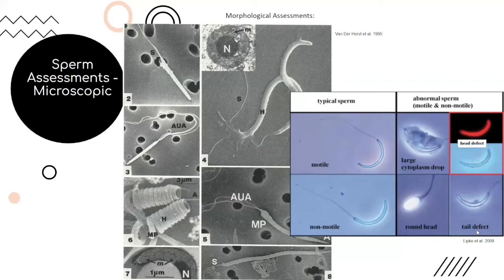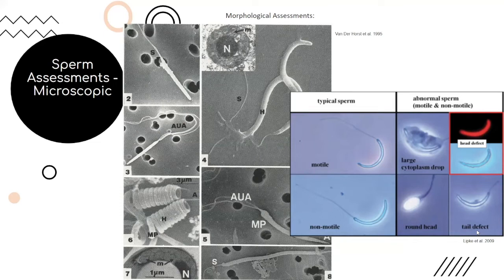So I'll start off with just talking about some of the basic morphological assessments that can be done with your sperm. And I think this was a really great representation of the idea that you need to know what your species looks like first before you can make any sort of comparisons. Because this black and white image on the left here, these are all different species of amphibian, and you can see just a huge amount of diversity in overall morphology, in head shape, tail length, tail shape, acrosome, etc.